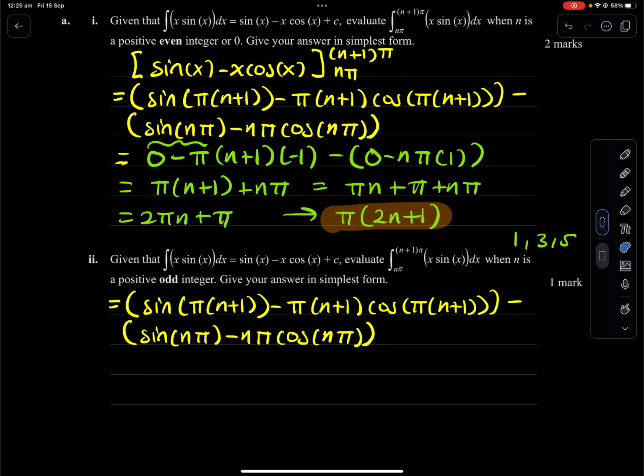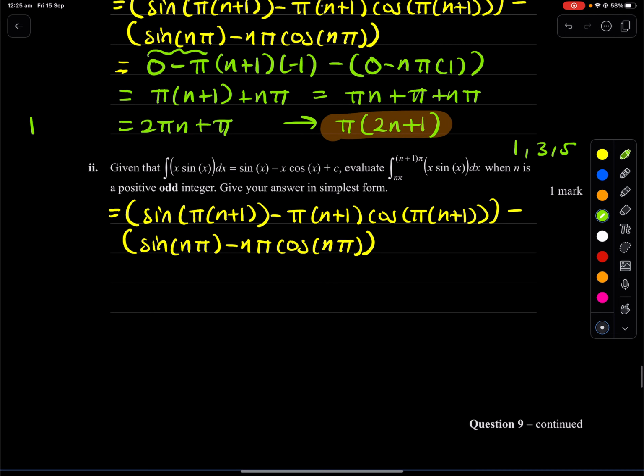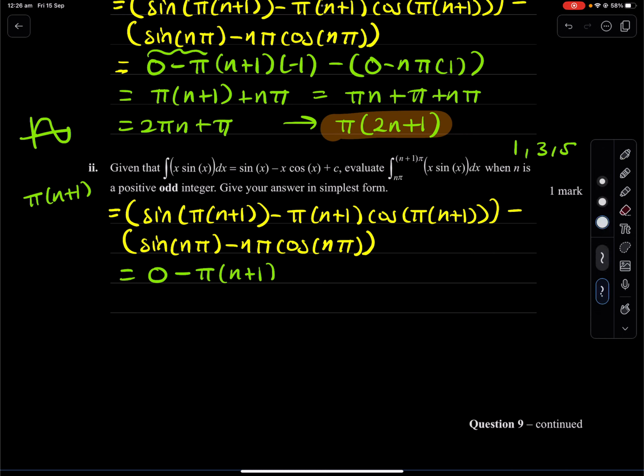Now let's simplify this. If we sub in for sine, pi(n+1): if we sub in 1, 1 plus 1 is 2, so 2 pi. At 2 pi, it's 0. What about 3? 3 plus 1 is 4. So 4 pi, still 0. So this expression here is just 0 minus pi(n+1). Now let's look at cosine.